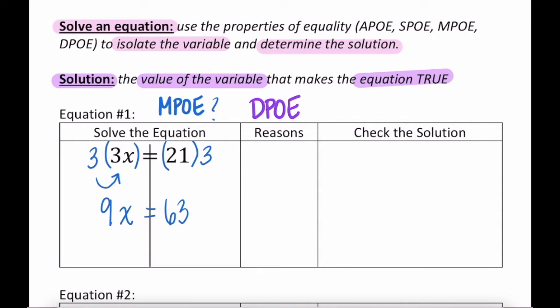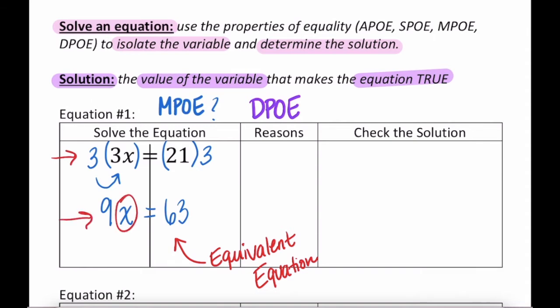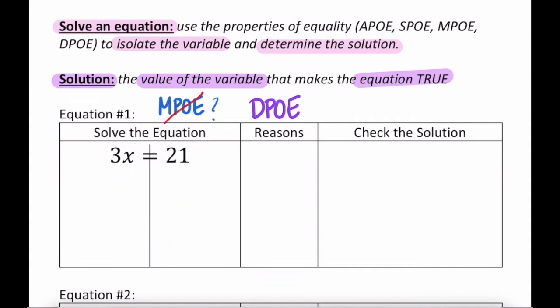No. What we have done is called creating an equivalent equation, meaning whatever x equals in the original equation equals the same thing in this new one, but x is not by itself, meaning we haven't actually solved anything. So MPOE was not the correct property of equality to use for this specific equation. That leaves us to try DPOE, dividing.